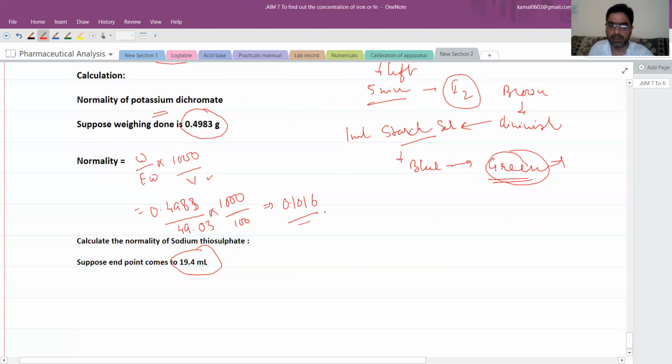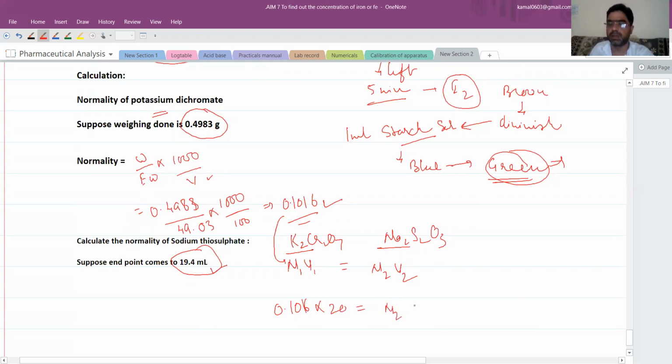Now we have the normality of potassium dichromate with us. We have the volume of potassium dichromate, that is 20 ml, and the volume of sodium thiosulfate. So by using the formula N1V1 = N2V2, we keep 1 for potassium dichromate, K2Cr2O7, and 2 for sodium thiosulfate, Na2S2O3. The normality of potassium dichromate we have already calculated, so N1 will be substituted with 1.1016. Volume is 20 ml of potassium dichromate, and sodium thiosulfate we have to calculate, so we keep it as N2.